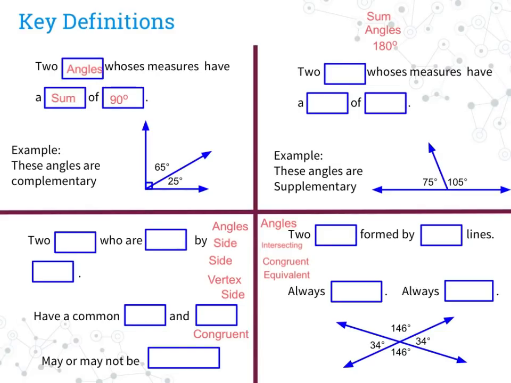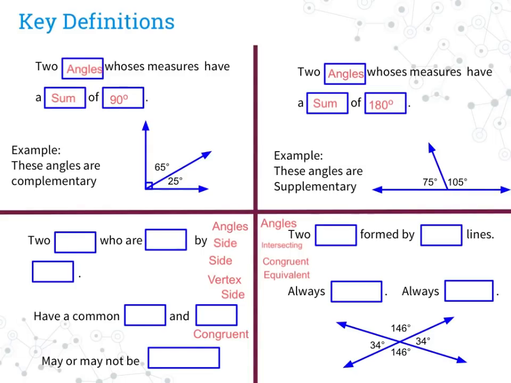So the next one is supplementary, and there we have two angles whose sum is a total of 180 degrees. So this time we're going to have two angles, and we add them together, that's going to equal 180 degrees. So 75 plus 105 there are going to give us 180. So that's another angle relationship that's very important.